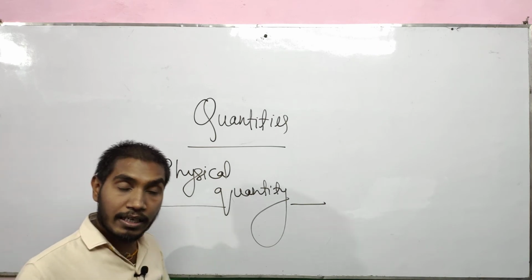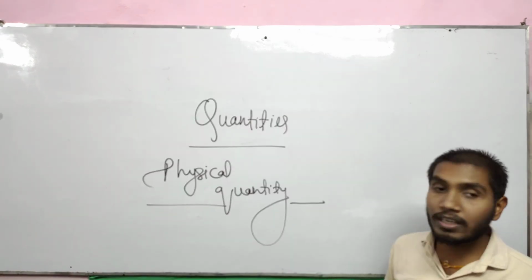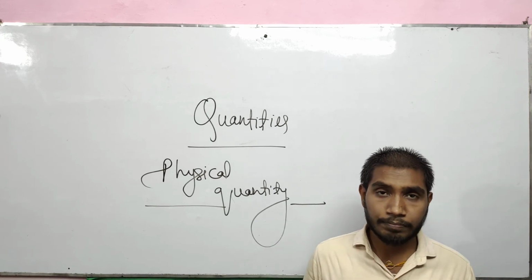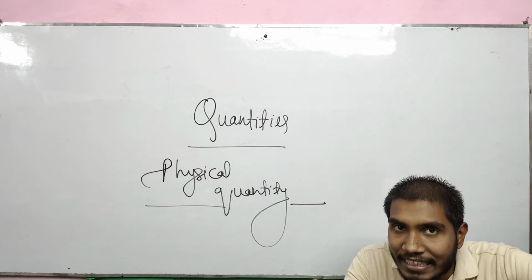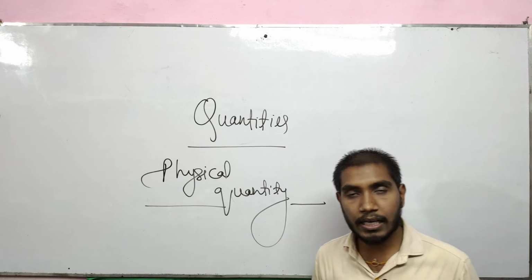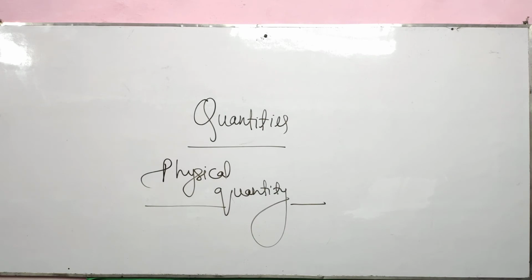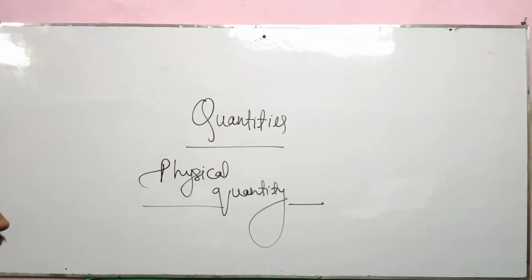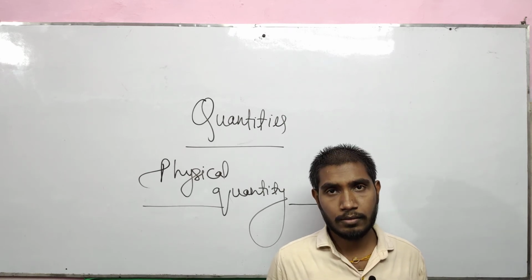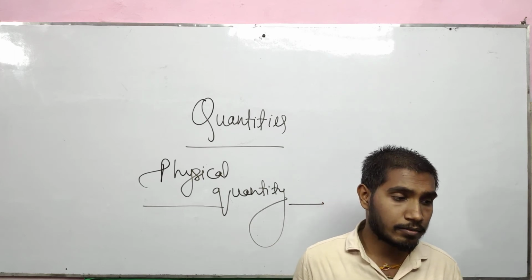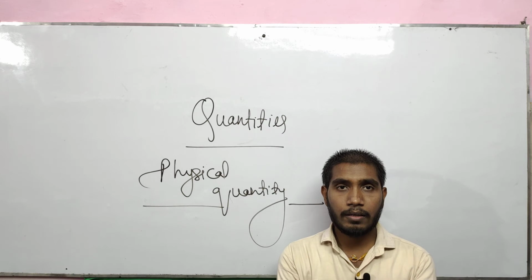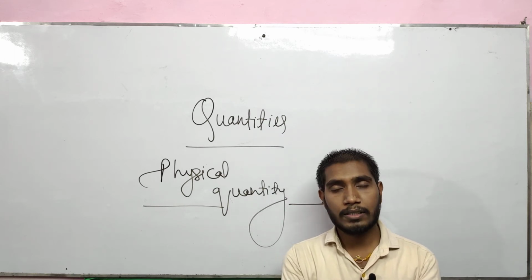What is the definition of physical quantities? Try to understand carefully. All quantities in terms of which the laws of physics can be expressed, and which can be measured directly or indirectly, are called physical quantities. Understood?